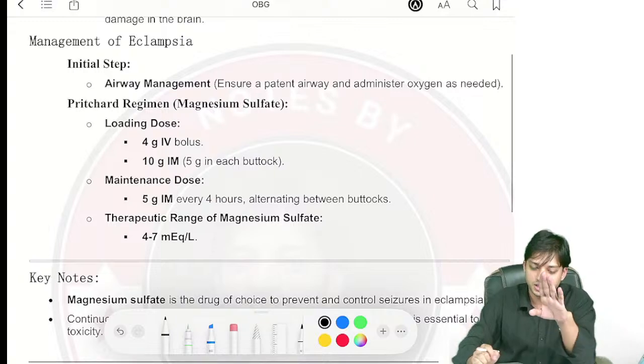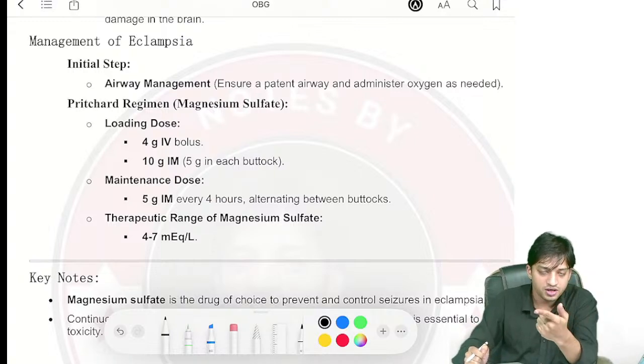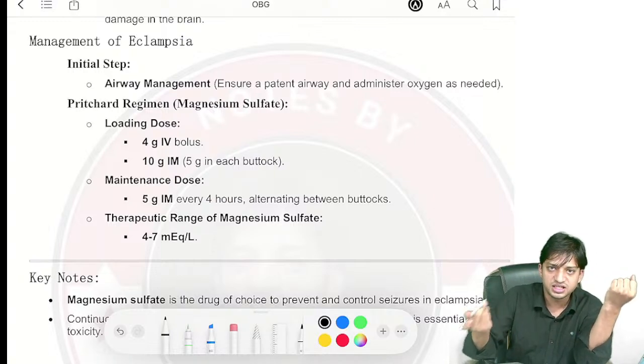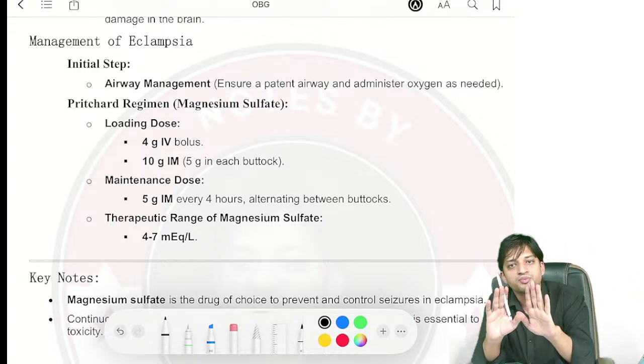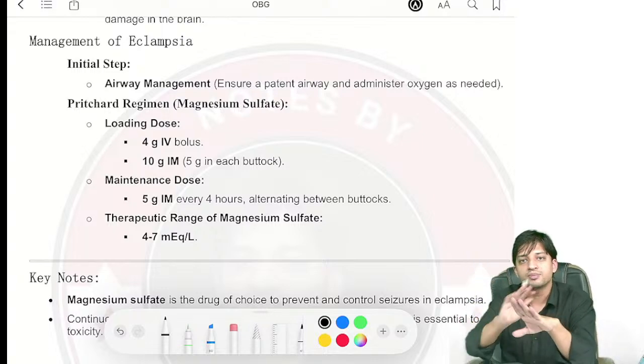Now, how will you manage eclampsia? In the initial step, first of all, you will have to do emergency management. Eclampsia is an emergency condition. All emergency conditions, you know the management protocol. If they ask you the next best step, it is simple.